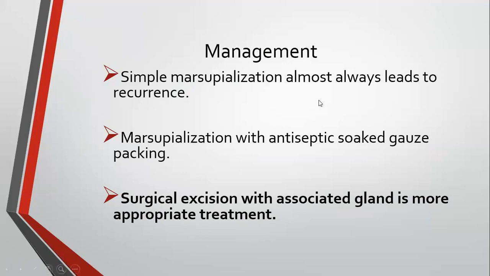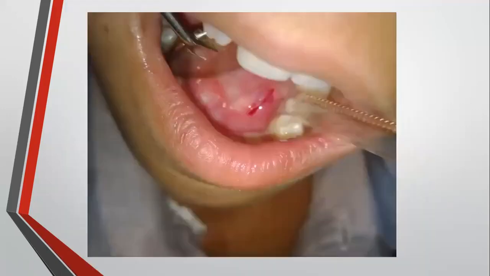Simple marsupialization most always leads to recurrence. Marsupialization is done with the help of antiseptic soak and gauze packing. A surgical excision of the associated gland is the more appropriate treatment. So you will give a surgical excision to the associated gland, and it will be the more appropriate treatment. Marsupialization with antiseptic soaked gauze packing can also be done.